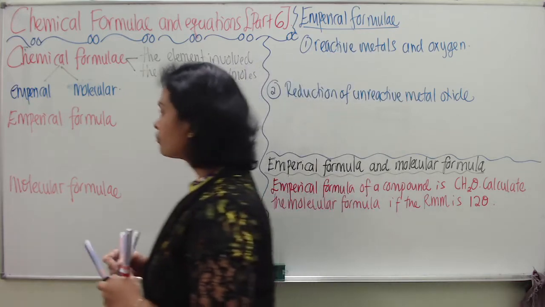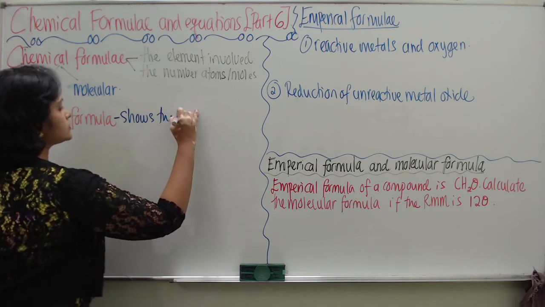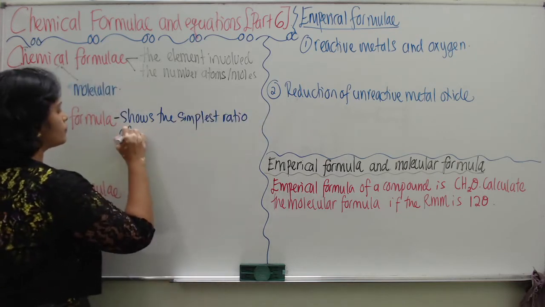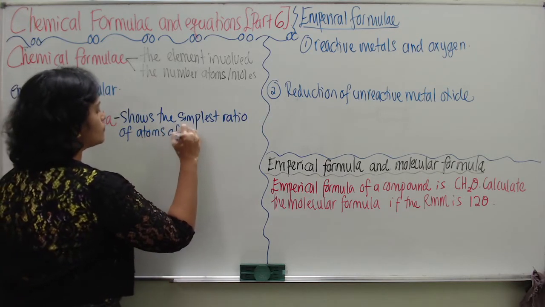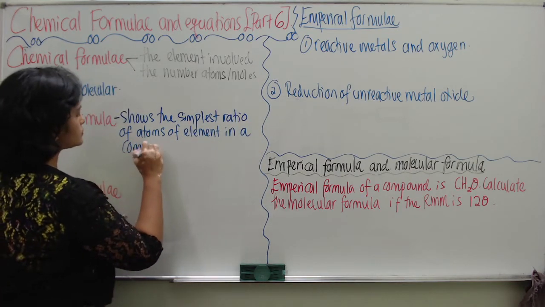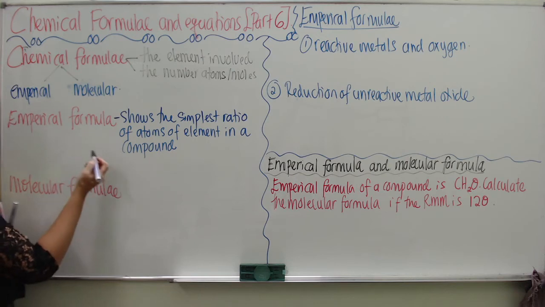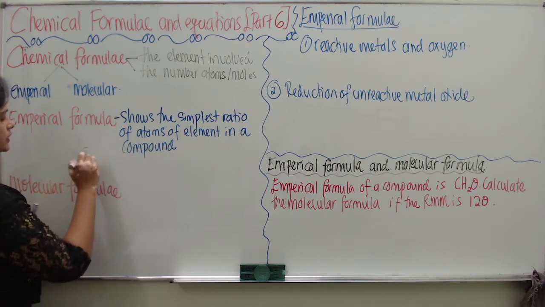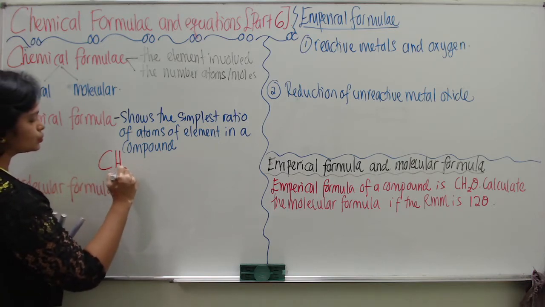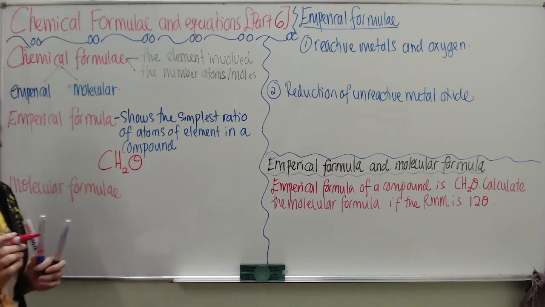Now, empirical formula shows the simplest ratio of atoms of elements in a compound. For instance, let's say we have the empirical formula CH2O.